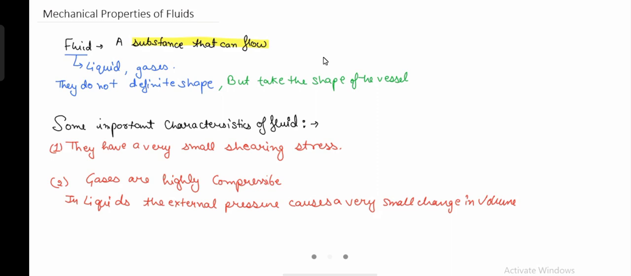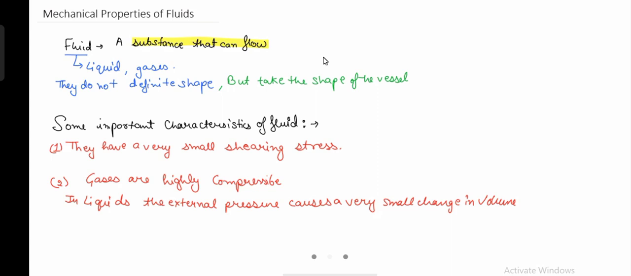For example, if I pour the water inside the water bottle, then what will happen? It will just turn into the shape of the water bottle. If I pour the water into the glass, it will turn into the shape of the glass. If I pour it into a bowl, let's say, it will turn into the shape of the bowl. So it's shapeless, but it occupies the shape of the vessel. The same is true for gases also.